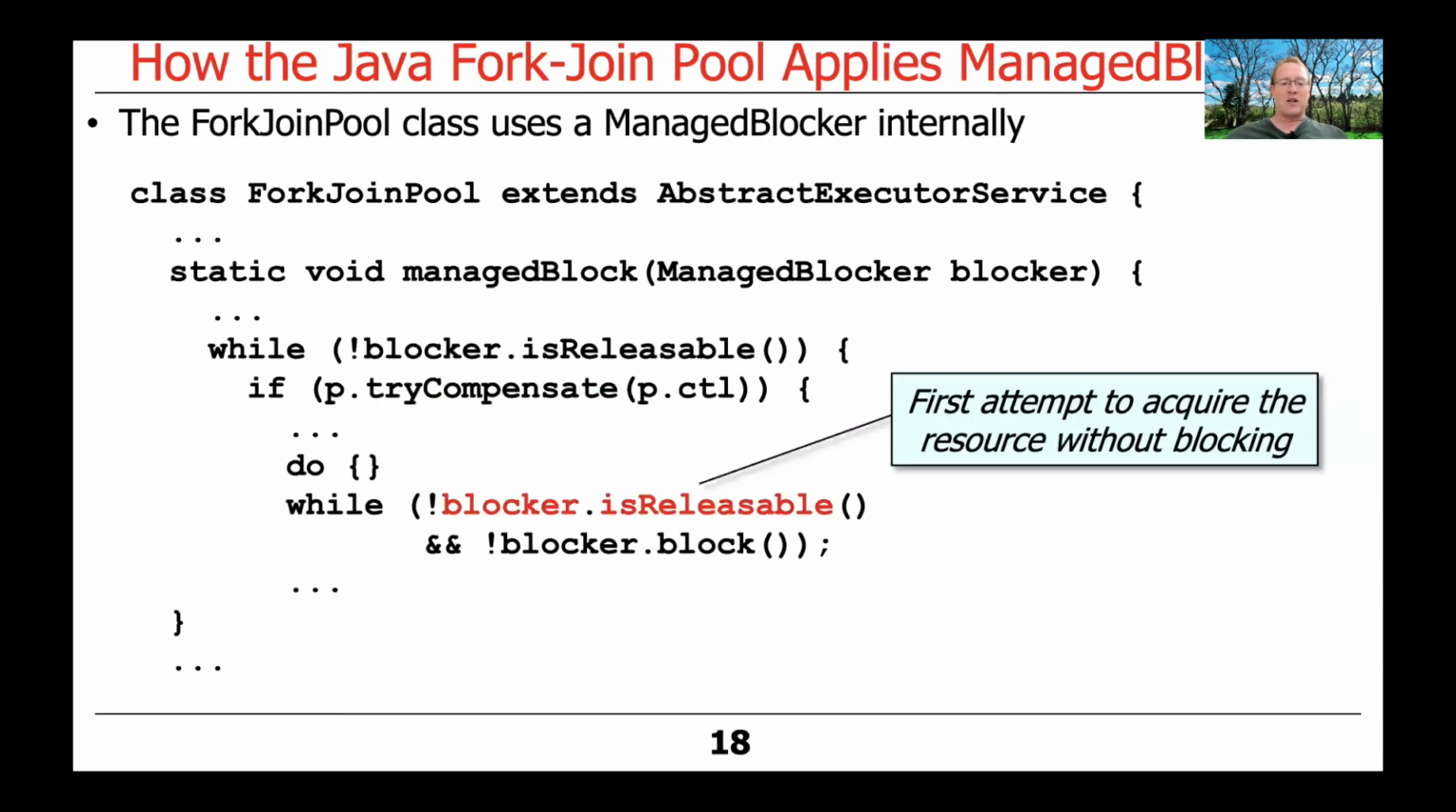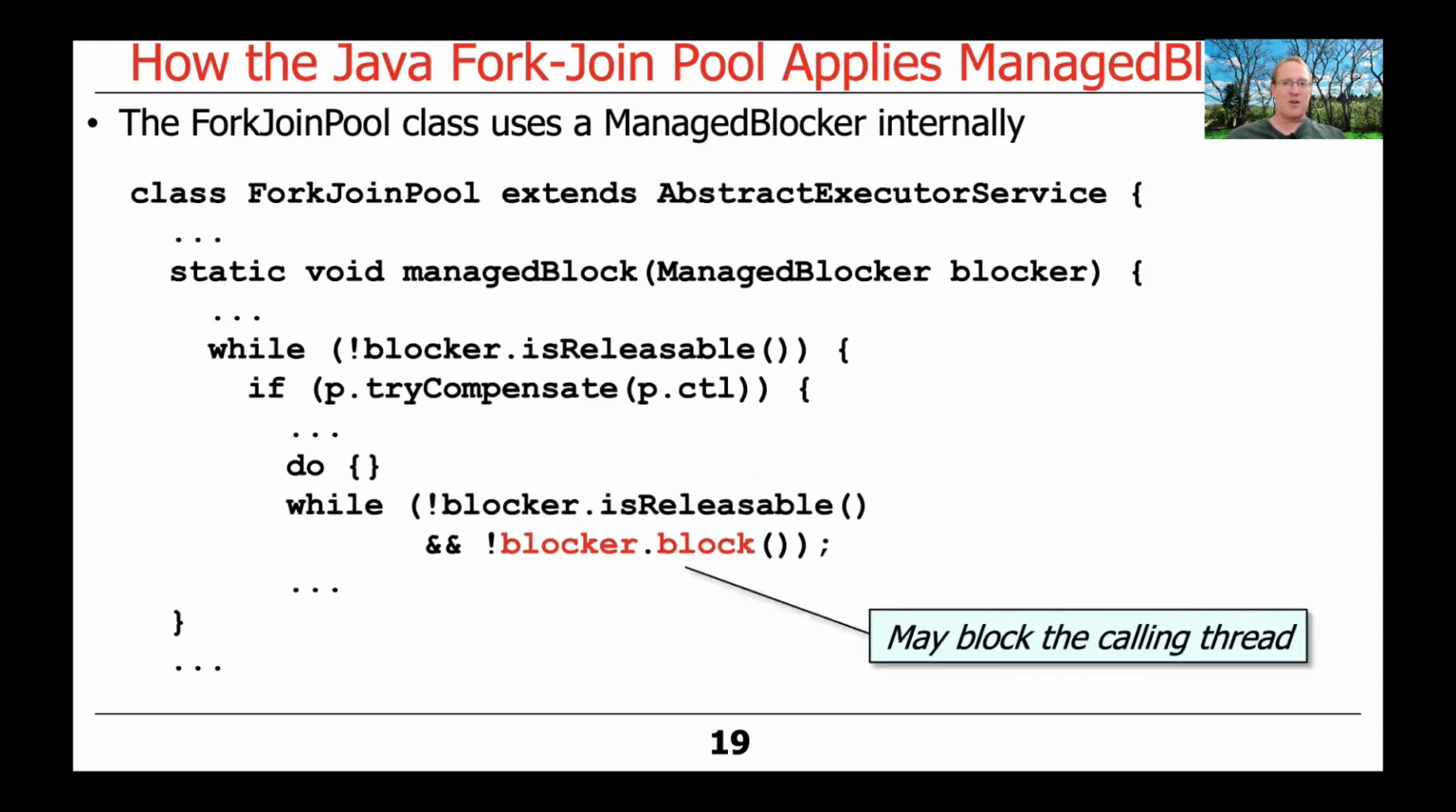So what we do here is we first attempt to acquire the resource without blocking, which is always a good thing because then we don't have to worry about creating these extra threads. But if we can't do that, then we're going to call the blocker.block method, which could very well block the calling thread. And we'll see some examples of where it does that when we look at the programming scenarios here shortly.